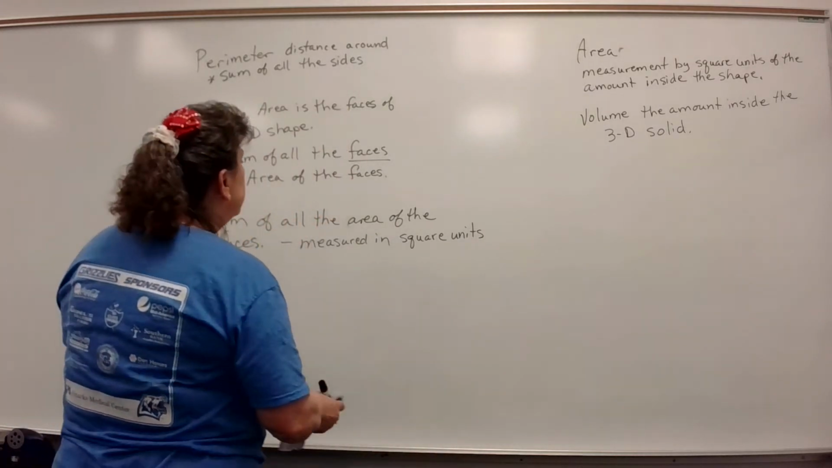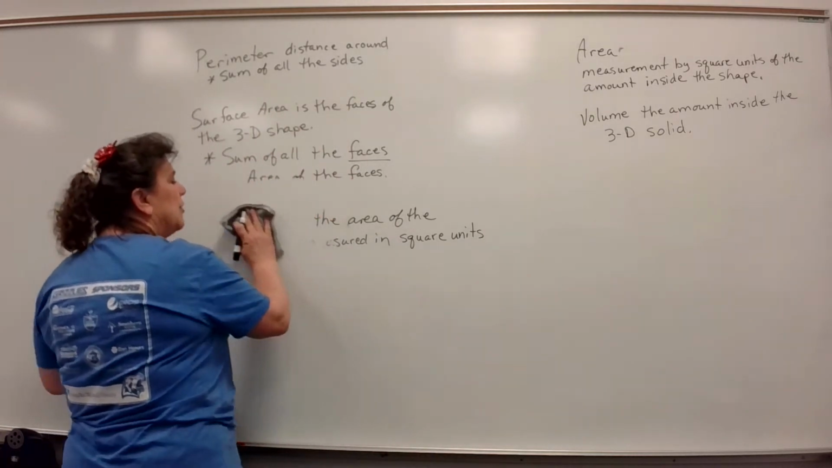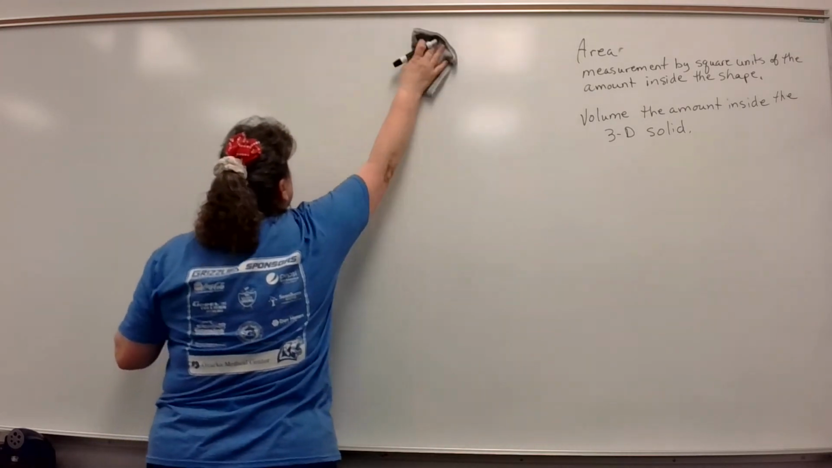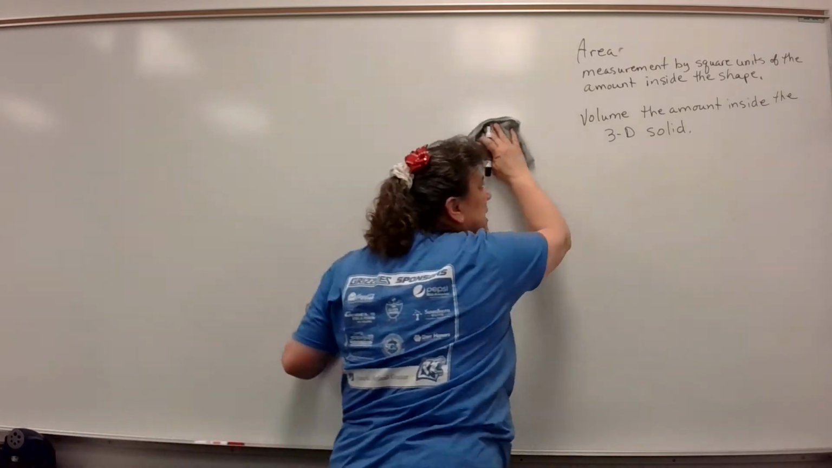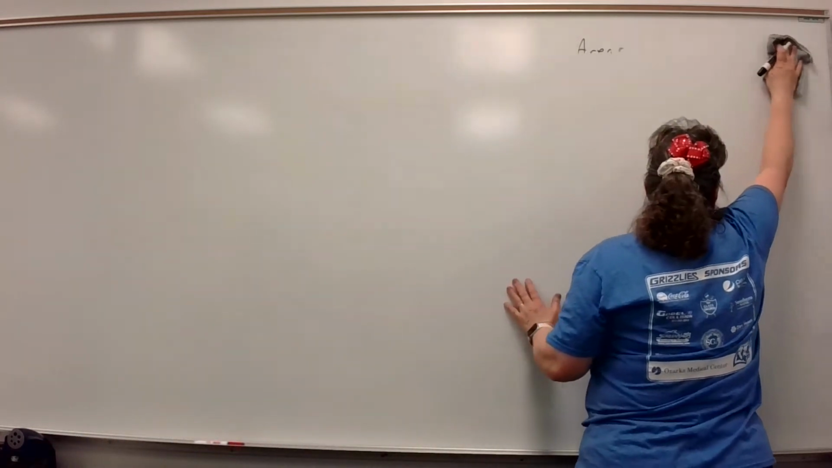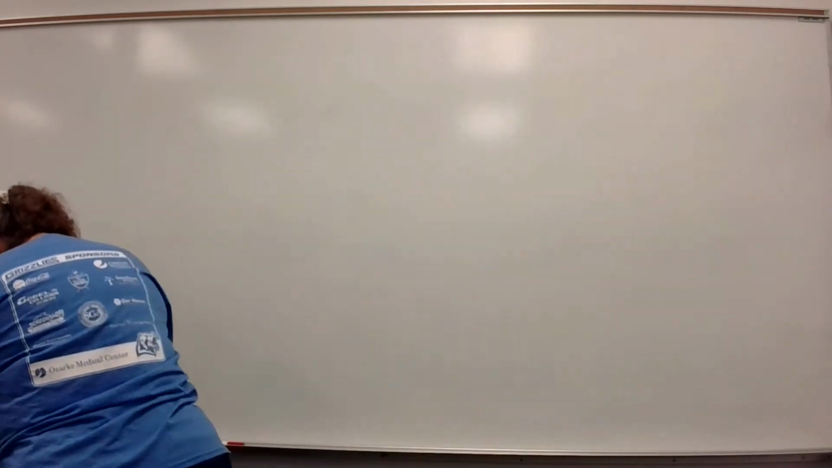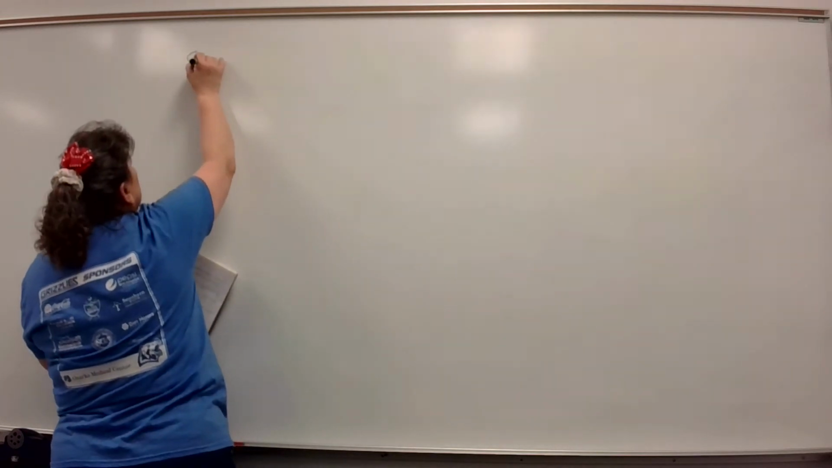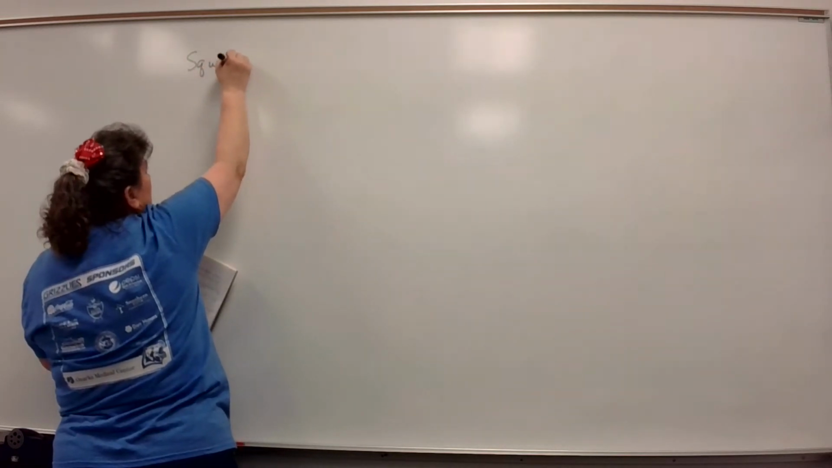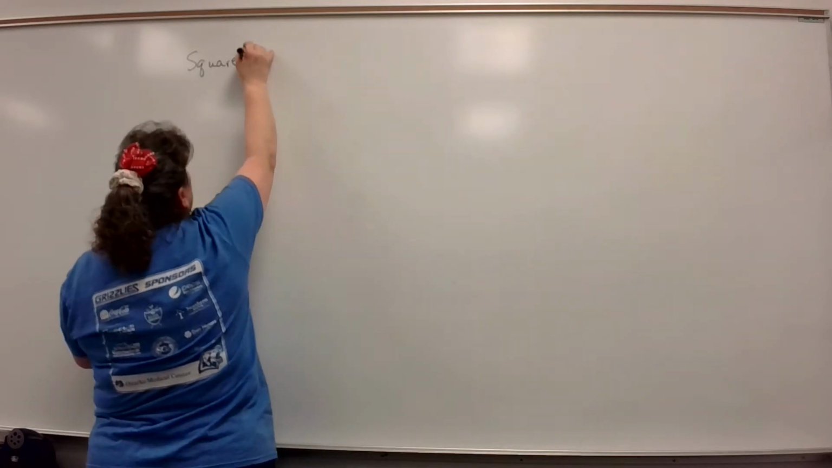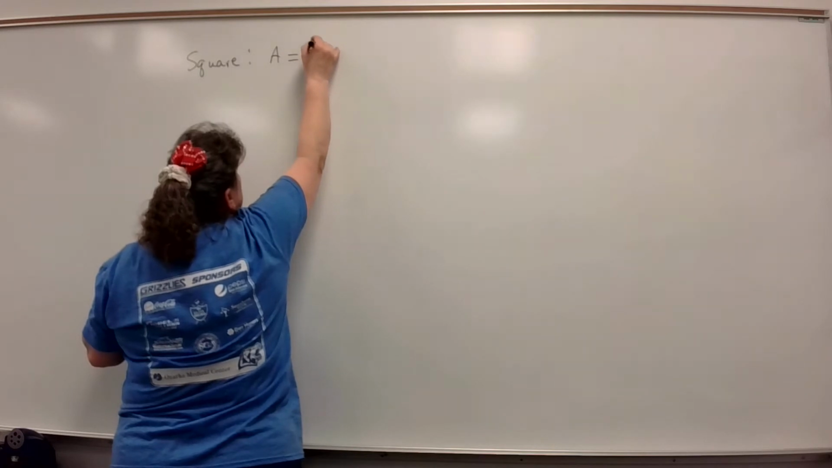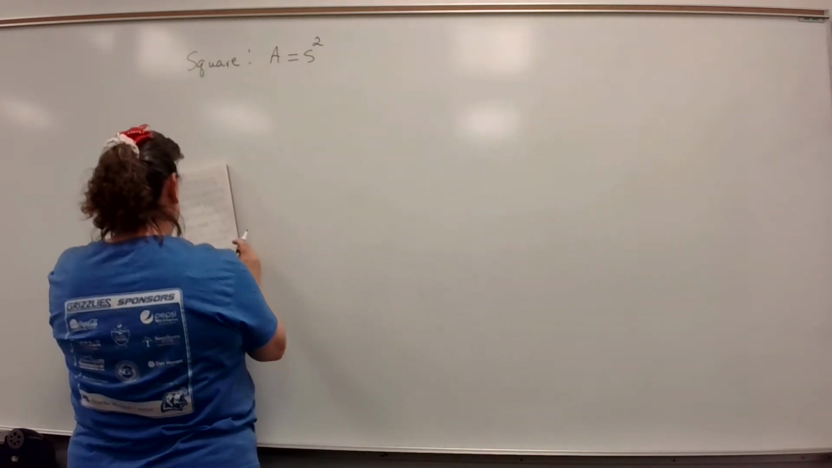So therefore, this is why identifying your surfaces and the shape of those surfaces is really, really important, because you're going to have to calculate the area of those shapes. So if we look at area, at the square, if you have a square in your shape, remember your area of a square is equal to the side times itself, or side squared.